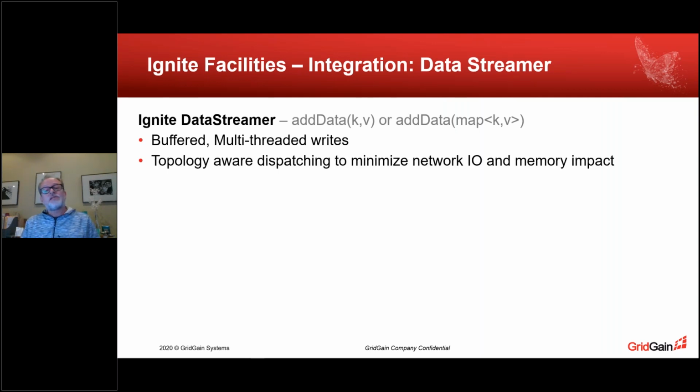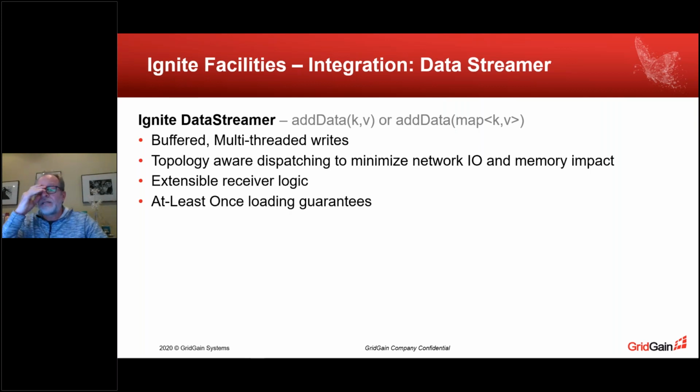It's topology aware, so if you've got a 100-node cluster, it knows where it should be moving the data, so it minimizes the inter-node network I/O and the memory impact of all the data being loaded. It's got extensible receiver logic, so when you send it to a particular node, 35 of your 100 nodes, it can do stuff there specific to when it arrives on your cluster. And it has an at-least-once loading guarantee, so it will at least load it once. Right? You will not miss loading the values. They will all get there at least once.